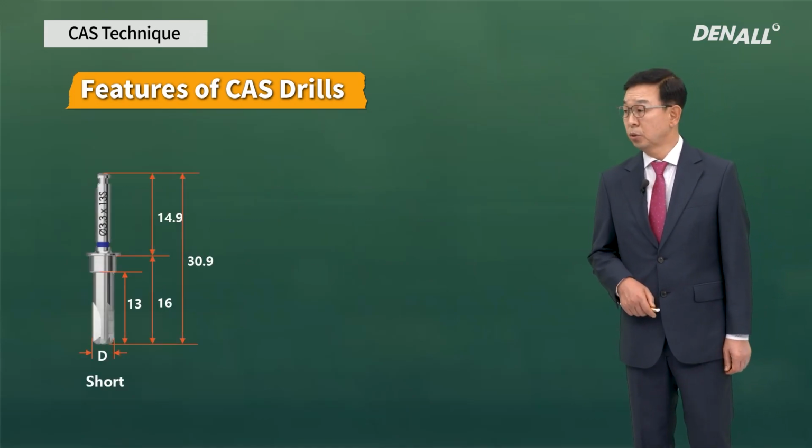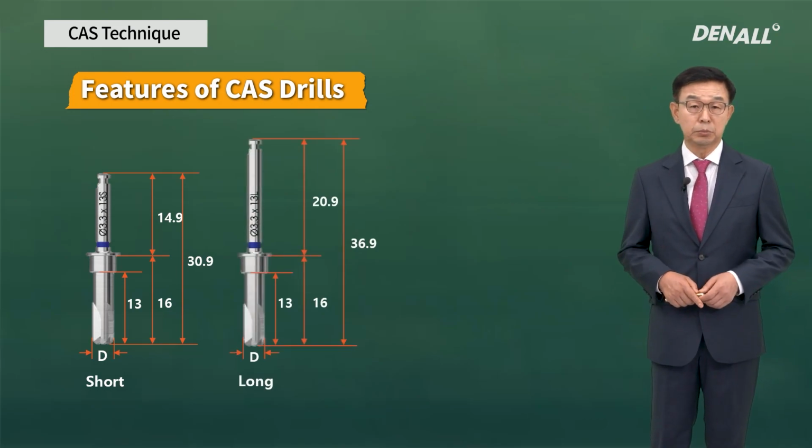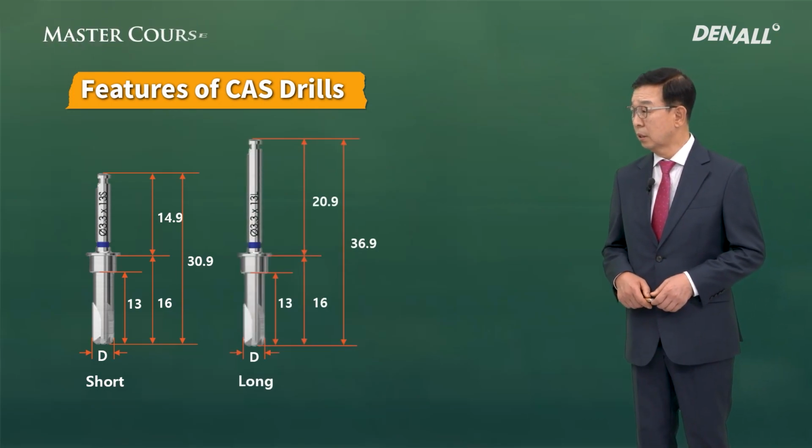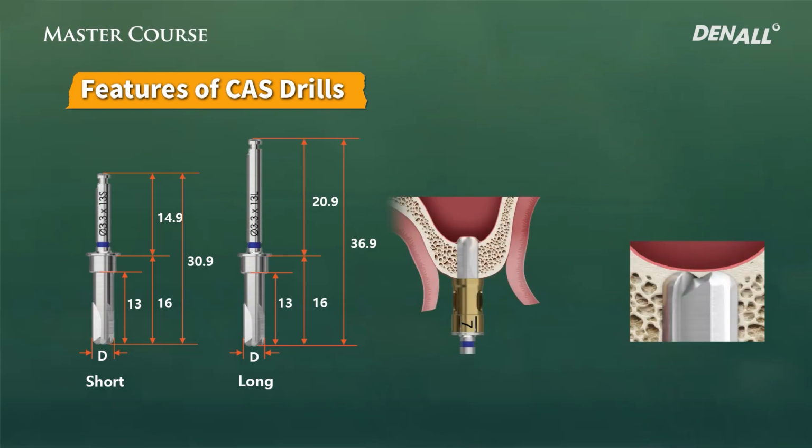Features of the CAS drill. There is a short drill and a long drill. Depending on the patient's level of mouth opening or interference of adjacent teeth, you can use it accordingly. The tip of the CAS drill is round and there's a cutting edge internally, therefore you can punch through the sinus floor without damaging the sinus membrane, and sinus lift can be done.